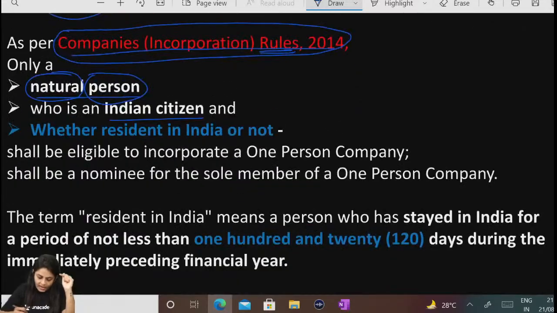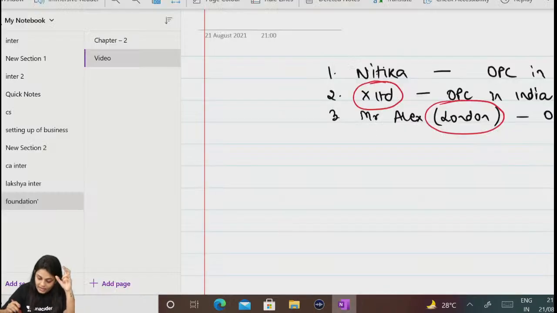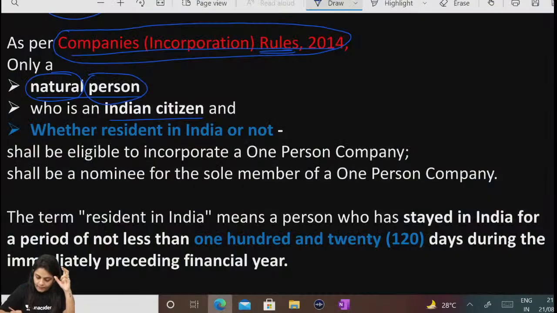Now they have made a change, whether resident in India or not. So now it is not mandatory that the person has to be a resident in India. That means even an NRI can form an OPC in India. I hope it is clear.